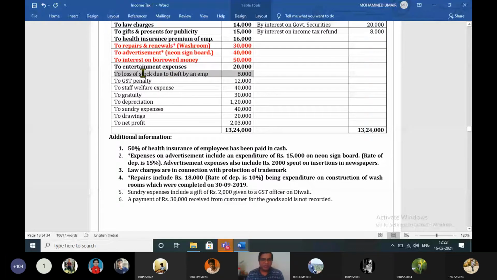Loss of stock due to theft by an employee. So employee has stolen some goods. So definitely this is admissible expense. It's a business loss. GST penalty.